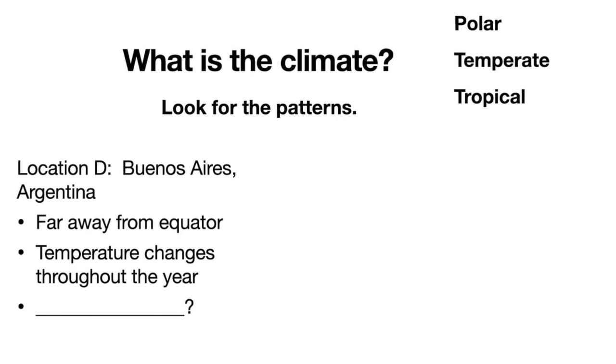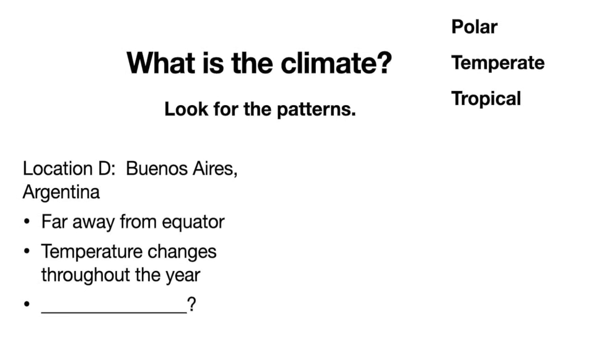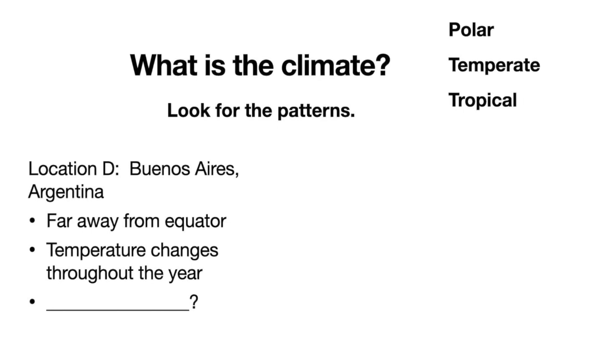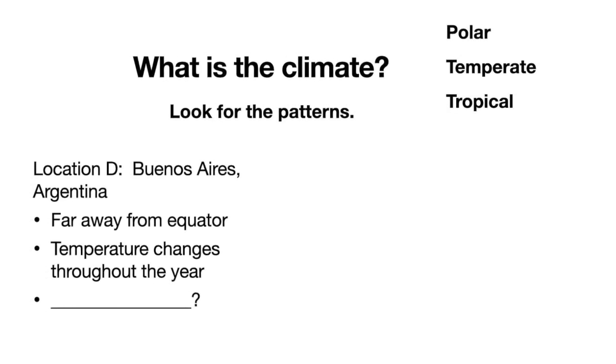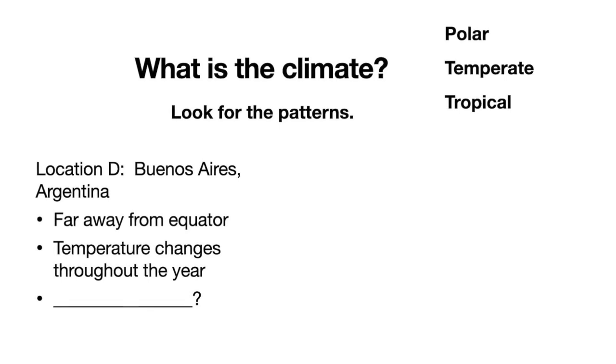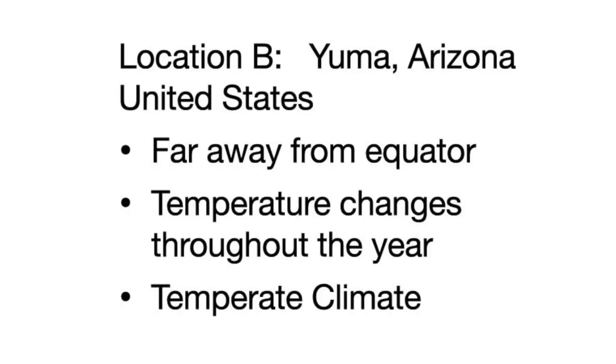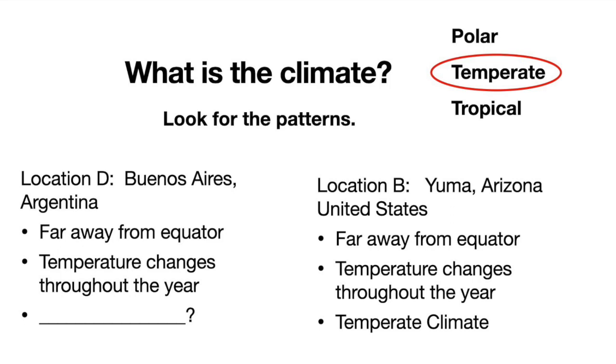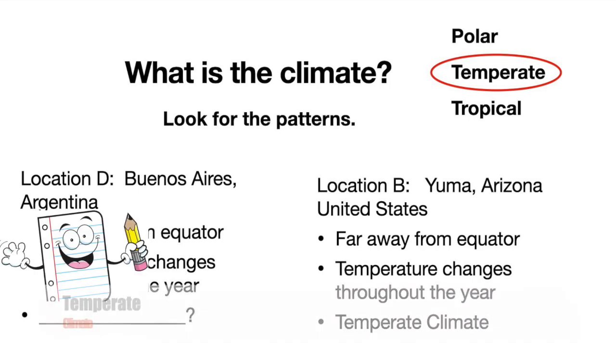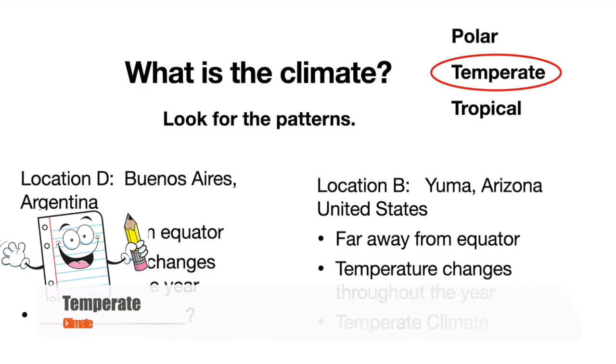What does that tell us about the climate? Look back at the other locations that we visited and the notes you've taken. Is there another location that is similar to Buenos Aires? Did you find Yuma, Arizona in your notes? Far away from the equator, temperature changes throughout the year. Its climate is a temperate climate. Because Buenos Aires has a similar distance from the equator and similar temperatures that change throughout the year, we can say that Buenos Aires also has a temperate climate.